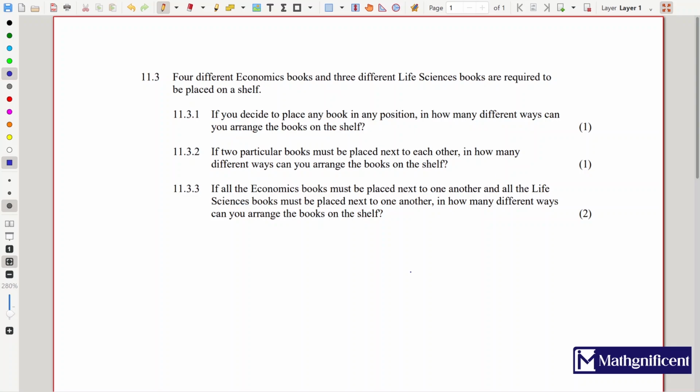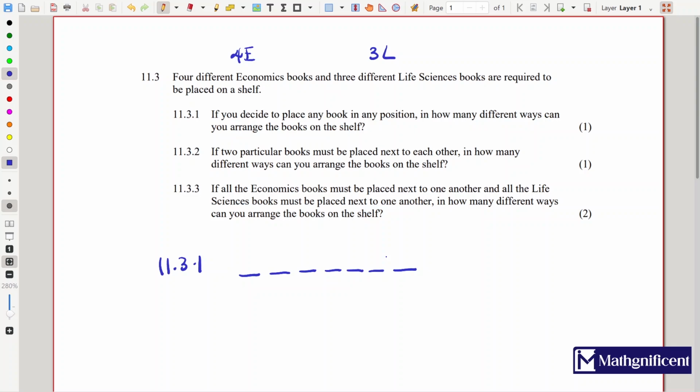So we are trying to arrange these books. So how many books do we have in total? We have 4 economics books, and then we have how many books of life science? We have 3 life sciences books. So now we have 11.3.1. It says that if you decide to place any book in any position, so meaning that any book can occupy any position, right? So how many positions do we have in total? We have 1, 2, 3, 4, 5, 6, 7. Why 7? Is because we have 7 books in total.